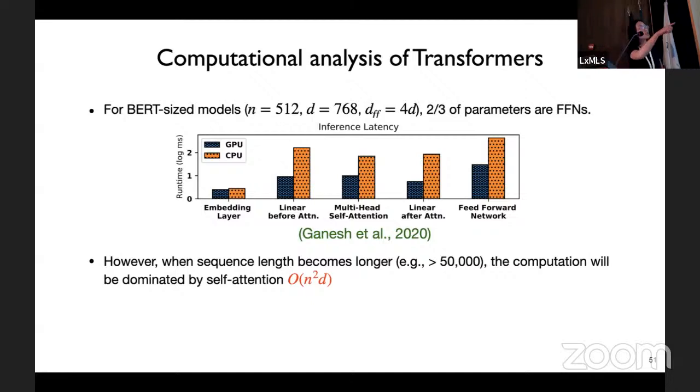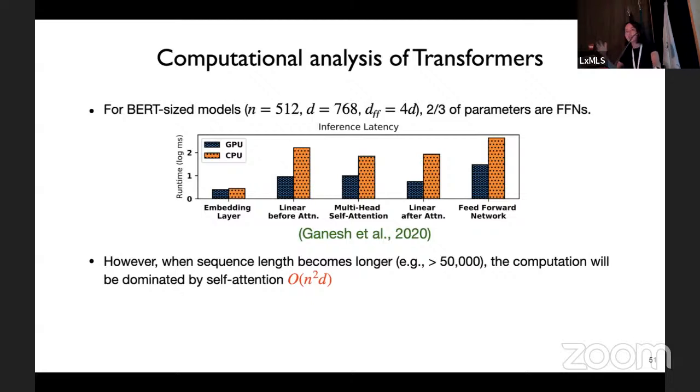They actually find that the feed-forward layers take 2/3 of the total number of parameters. The big part is the feed-forward layers, not the self-attention layers. But if you consider the running time, for the BERT-size models, the self-attention layer and the feed-forward layers take basically equal time on GPUs. But on CPUs, the feed-forward layers become even slower, and become the bottleneck.